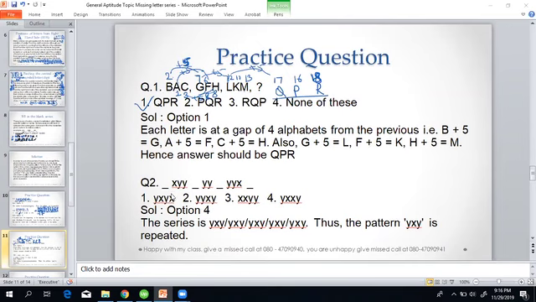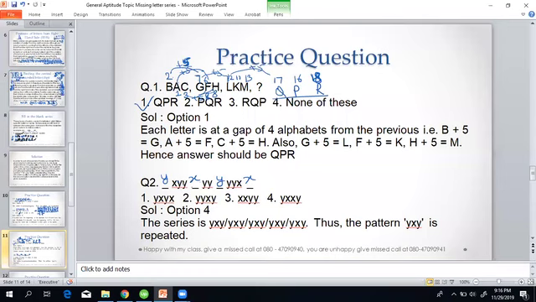Okay, now next question is the fill in the blank. So in this type of questions, you have to use the options to find whether it is giving the correct answer or not. Okay, let's start with the first option, y, x, y, x. So whether it is forming a pattern or not, y, x, y, y, x, y, y, y. So it is not forming any pattern.